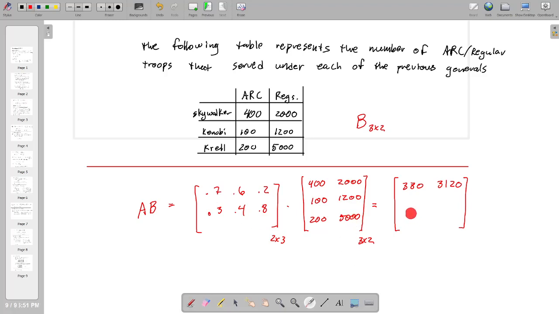Now we do second row, first column. So we do our second row of A times our first column of B. And we get 320. And that would have been 0.3 times 400 plus 0.4 times 100 plus 0.8 times 200. Now we do second row, second column. So the second row of A times the second column of B. We're going to take 0.3 times 2,000 plus 0.4 times 1,200 plus 0.8 times 5,000. And that's going to be 5,080.